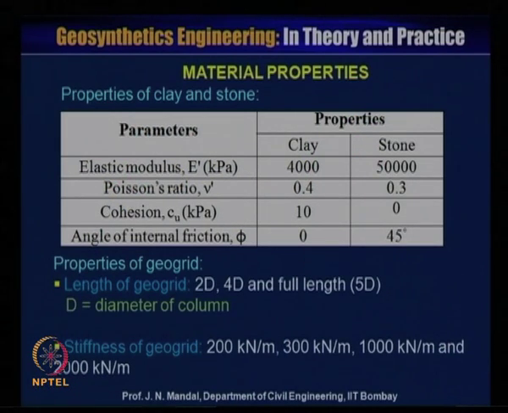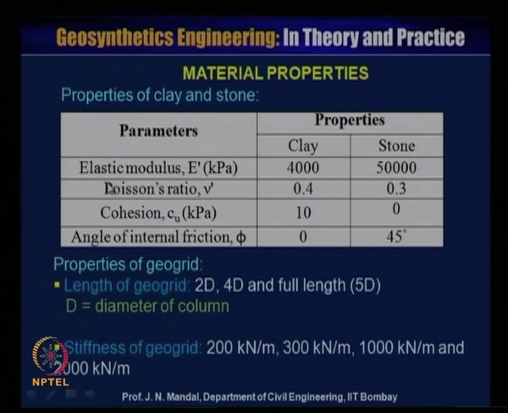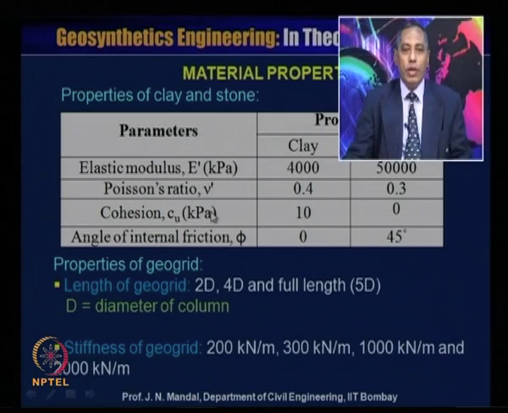Now, for the properties of the clay and stone, the elastic modulus E dash in kilopascal is 4000 for clay and 50,000 for stone. Poisson's ratio nu dash is 0.4 for clay and 0.3 for stone. Cohesion Cu in kilopascal for clay is 10 and for stone 0. The angle of internal friction phi is 0 degree for clay and 45 degree for stone.